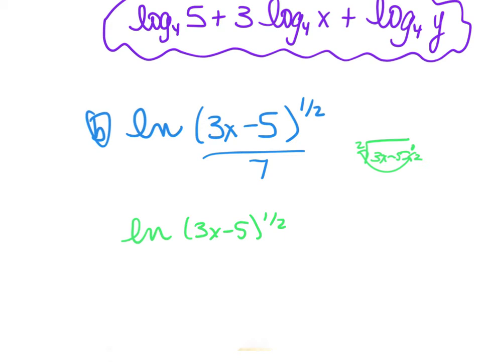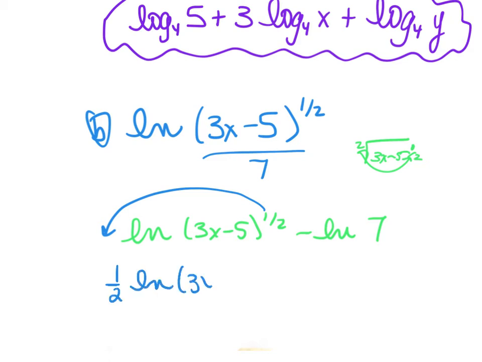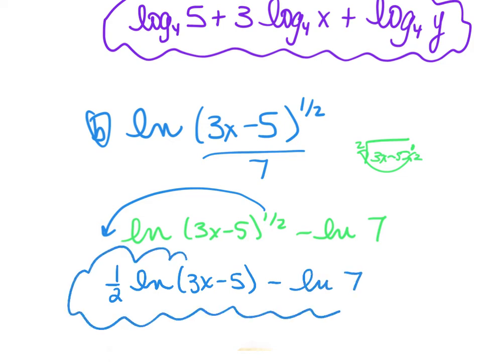What goes right after that? Minus what? Natural log 7. Is this completely expanded? No. What's the one thing I've got to do? Take that 1/2 and put it out in front. 1/2 natural log of 3x minus 5 minus the natural log of 7. Now, I'm going to tell you right now this is done.